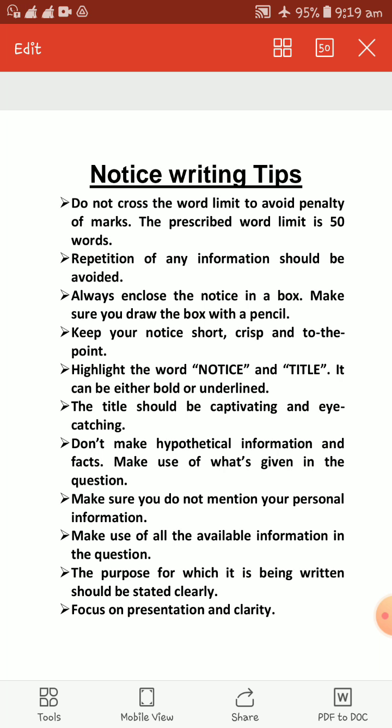So dear students, these are some of the writing tips related to notice writing. Please listen to this audio presentation. I hope the concept regarding notice writing will be clear to everyone.